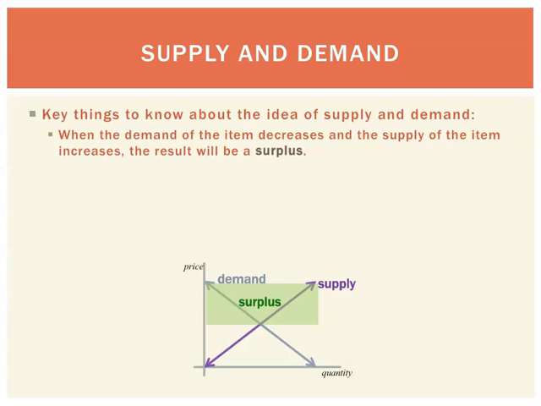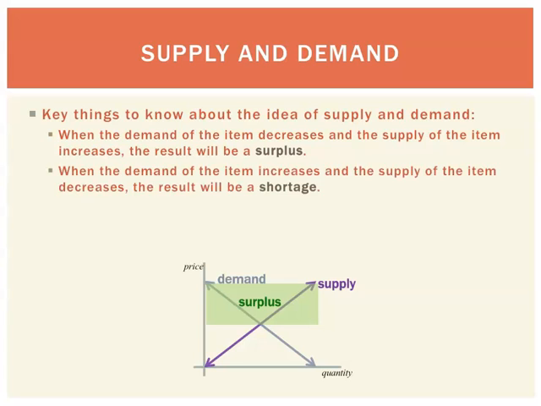Now, on the other hand, when the demand of the item increases and the supply of the item decreases, the result will be a shortage. So in other words, when more consumers want this item, but there aren't enough producers producing the item, the supply is decreased, then there are more people who want the item versus people supplying the item, and so you'll end up with a shortage, and that happens in this half of the graph. Now, obviously, neither are ideal situations.